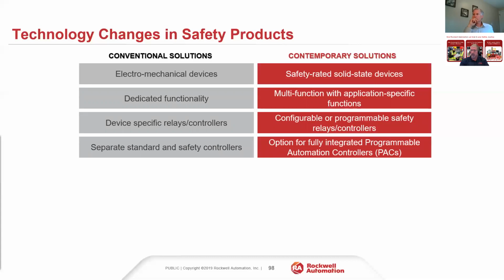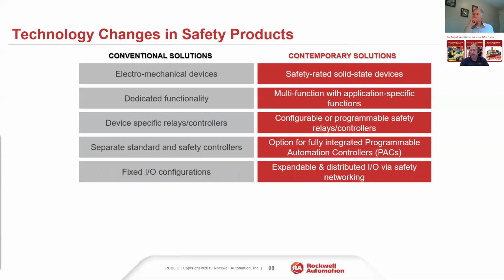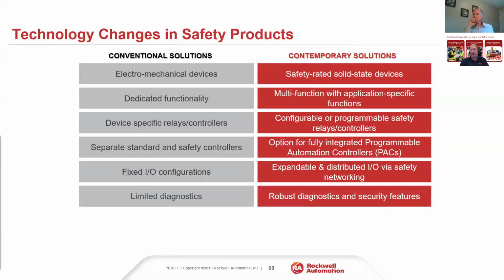Separate standard and safety systems. If we had a safety controller in the past, we generally would have separate safety controllers and separate standard controllers. And there are situations where that is still required based on specification, desires, or industry standard requirements. But generally speaking, for machinery, that is not required. And now we have this option for a fully integrated platform where everything is in one place, right? That's a more contemporary methodology. Same thing here, fixed I/O configurations versus expandable and distributed I/O with safety networks.